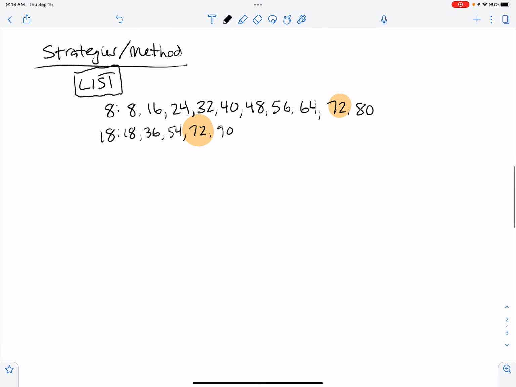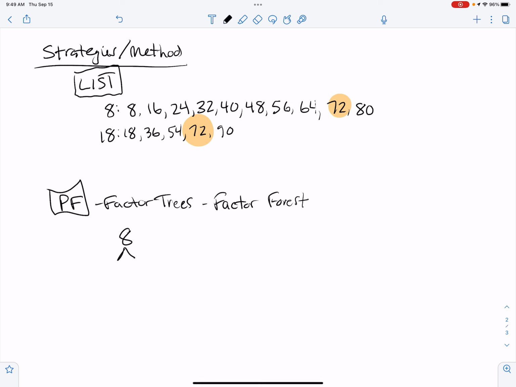The next strategy that we're going to look at is using prime factorization, or our factor trees, or in class we may have called this our factor forest. When we're doing prime factorization, you do the factor trees and then look for what factors they all have. When we do our factor tree for 8, we're going to start out by pulling out all of our prime factors. We want to try to start with 2, 3, or 5 when possible.